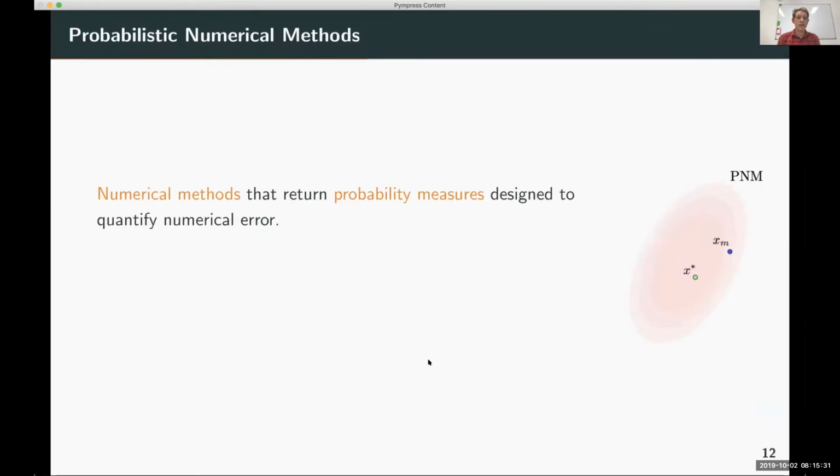So as I've said, probabilistic numerical methods are a class of numerical methods that return probability measures designed to quantify numerical error. And in this figure on the right here, this is kind of a cartoon of a probabilistic numerical method for solving linear systems. So we've got this guy x star, which is the true solution to the linear system, obviously. And then we've got this x_m, which we can think of as an iterate from some underlying iterative method, so some classical iterative method like CG. Whereas that's a vector in the space that x star occupies for a classical numerical method, a probabilistic numerical method returns a distribution which is designed to express how confident we are that we've identified the truth.